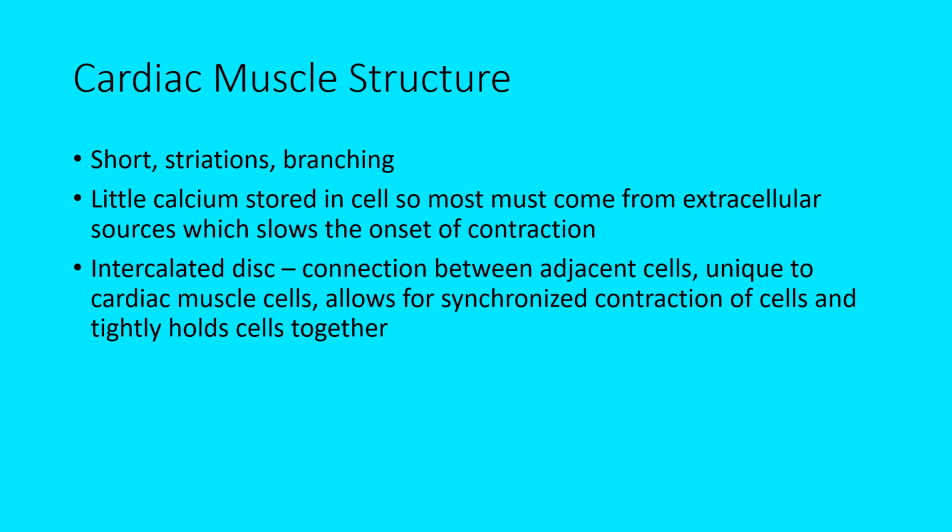And so where does it get the calcium that's necessary for muscle contraction to occur? It has to come from extracellular sources. Because it's having to move the calcium from outside the cell to inside the cell, that's going to slow down the onset of contraction. It's going to slow it down a little bit if you look at the timing of it as compared to skeletal muscle.